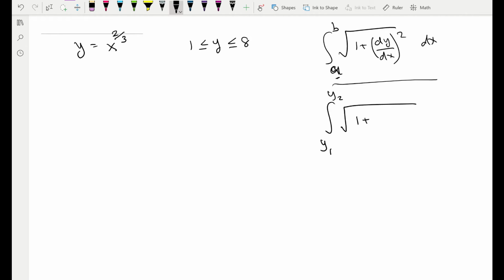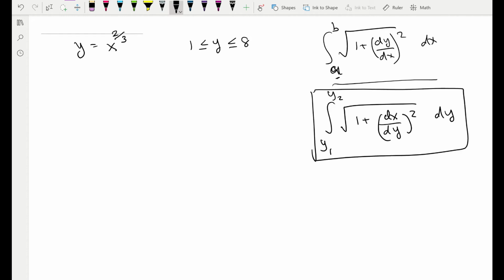So here, instead of dy/dx, we are going to have the square root of 1 plus (dx/dy) squared dy. Now you integrate with respect to y, and the limits belong to y. Sometimes this is easier to use, because if you express the function in terms of y, maybe it's easier to integrate, like in this instance. So that's what we are going to use in this example.